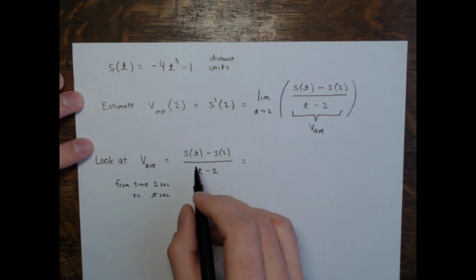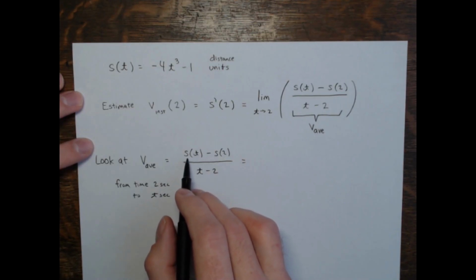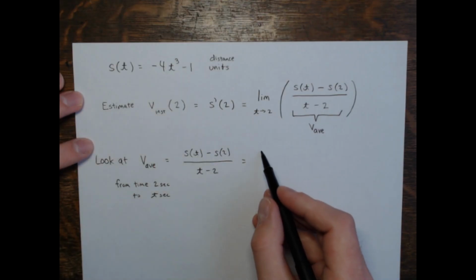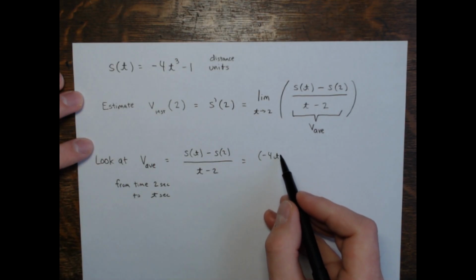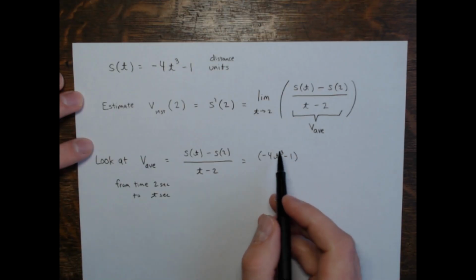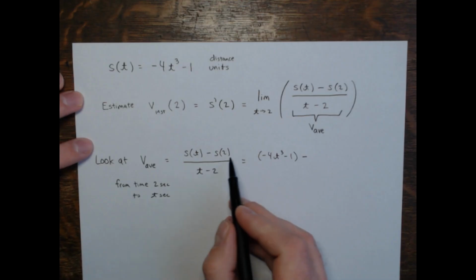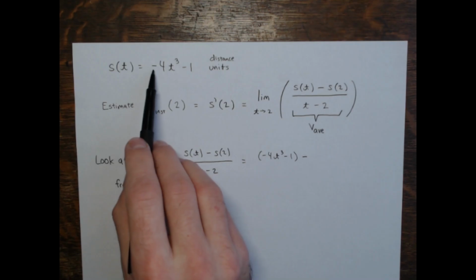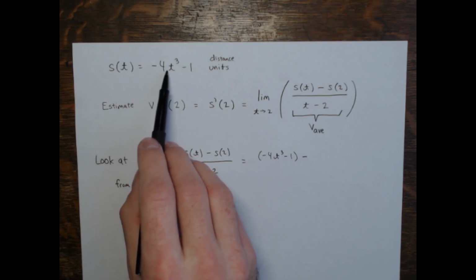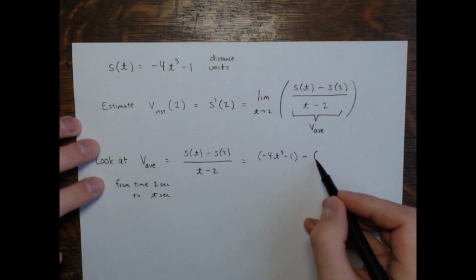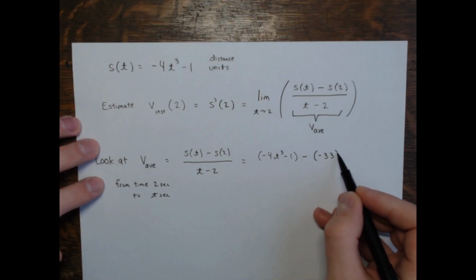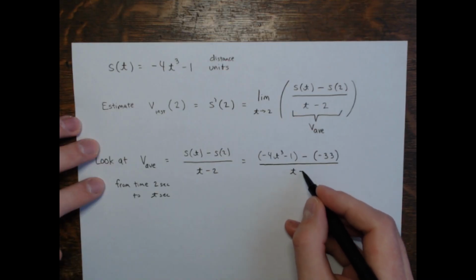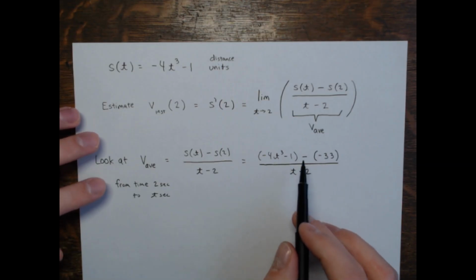All right, so filling some stuff in here. S at t, the position at time t, is given here, so that's negative 4t cubed minus 1. Then minus the position at time 2. Now 2 cubed is 8. Negative 4 times 8 is negative 32, minus 1 is negative 33. And then this is divided by t minus 2.